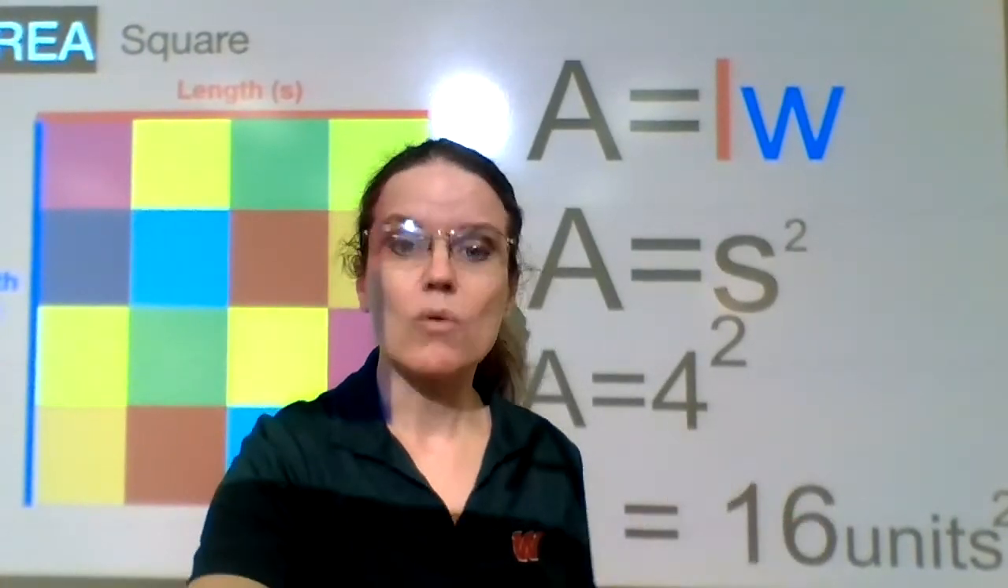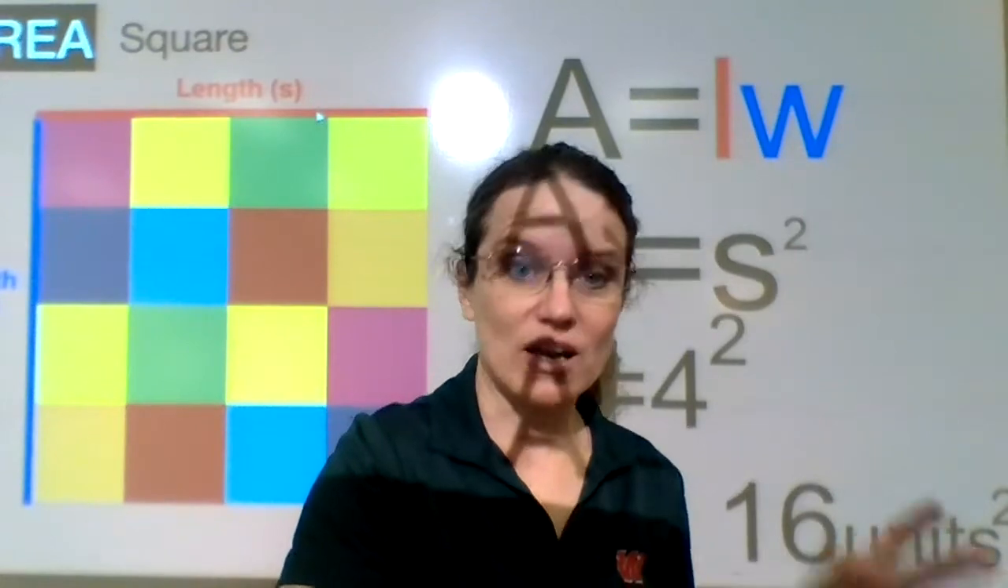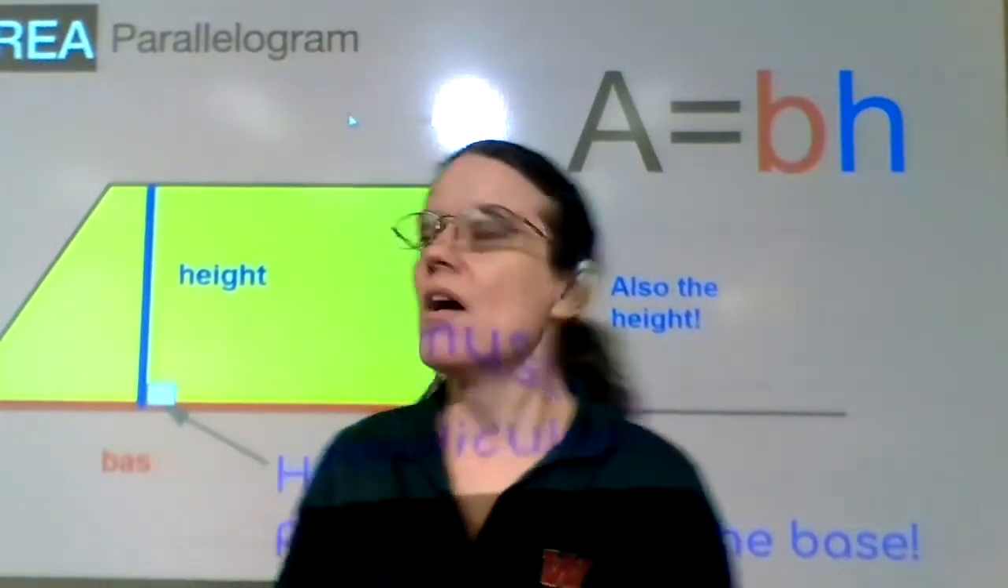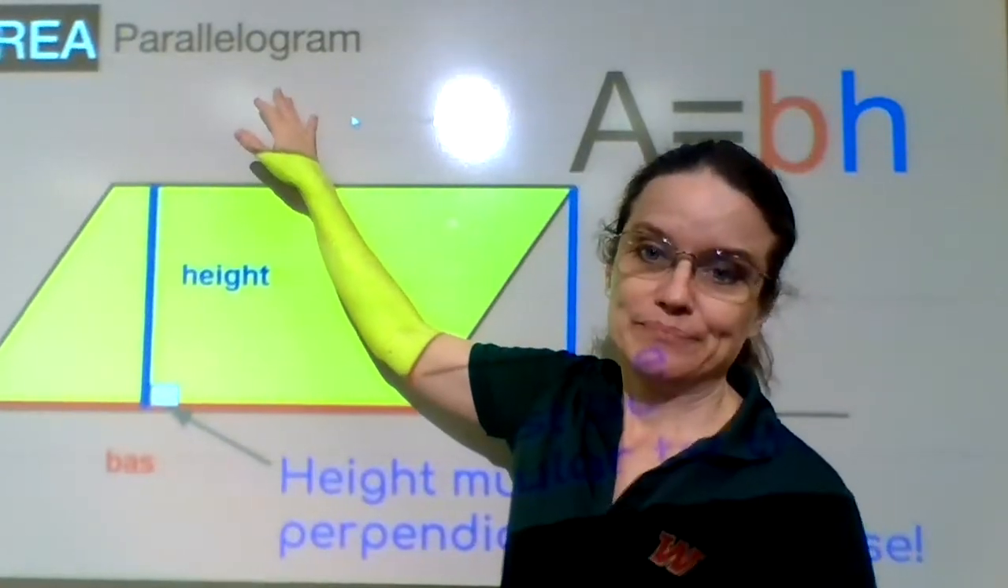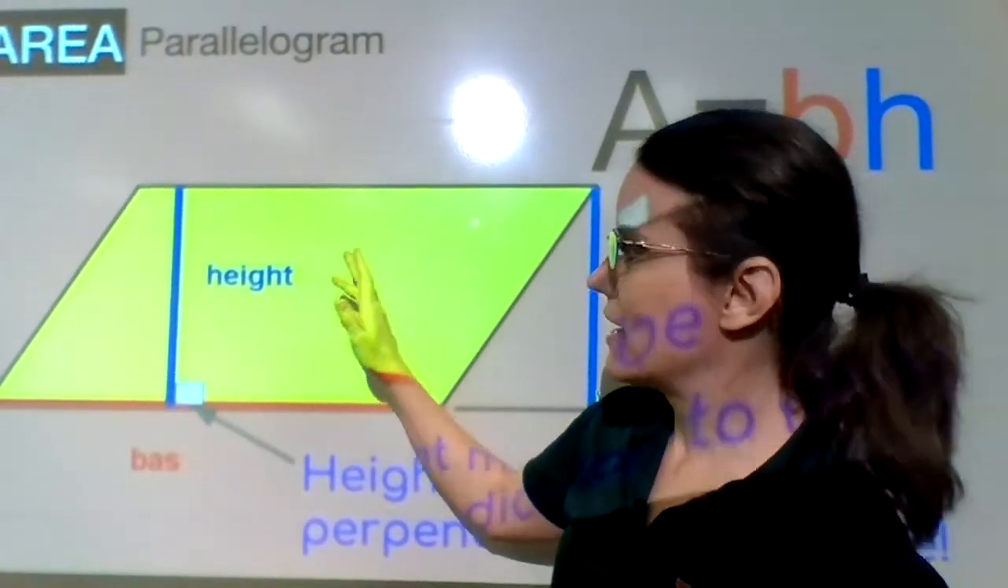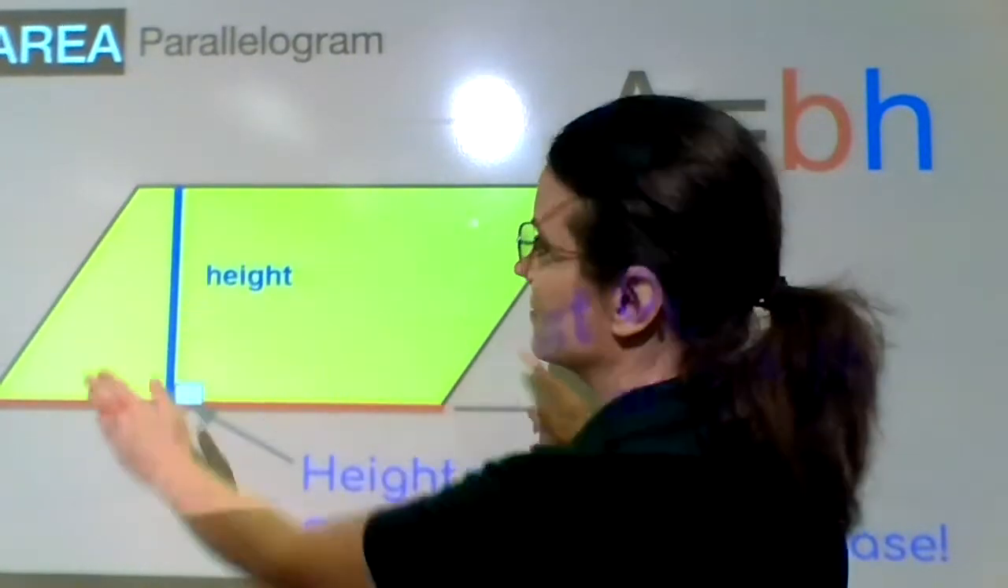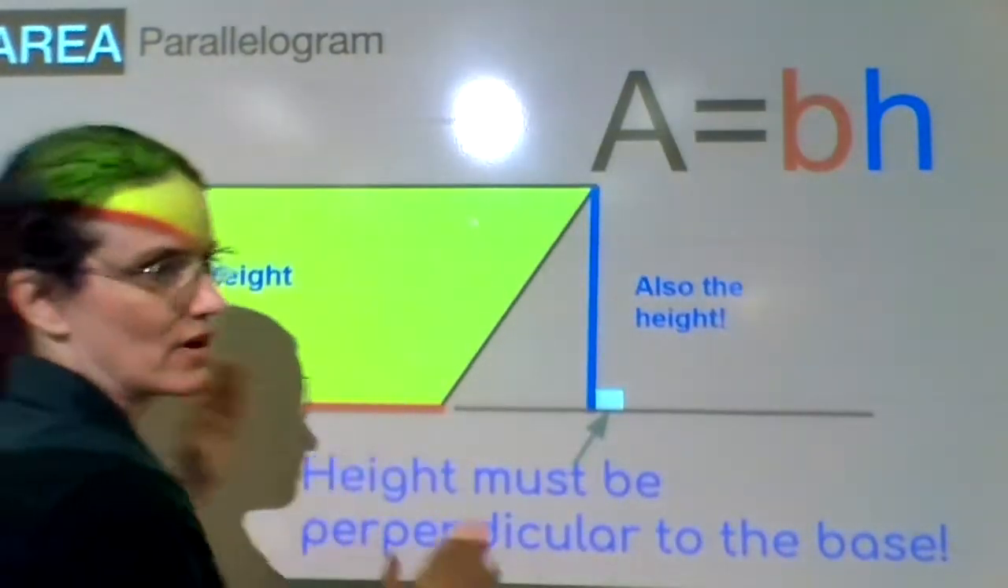And so you can always go ahead and add your units at the end if you're not given them, and just say, we don't know what the units are, but they exist. Okay. For a parallelogram now, you have the area of a parallelogram. It's just a rectangle that's been smushed off on a diagonal a little bit. We've taken it and squished it over.